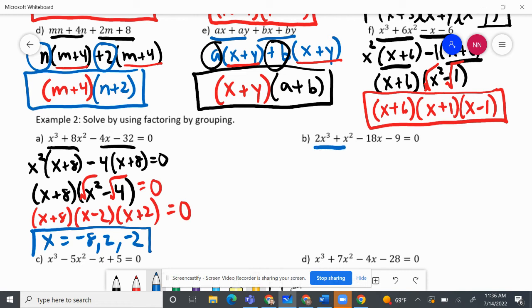Looking at letter B, we see that they have an x squared in common, and that gives us a 2x plus 1. The back 2, we see that they have a negative 9 in common, and that gives us a 2x plus 1.